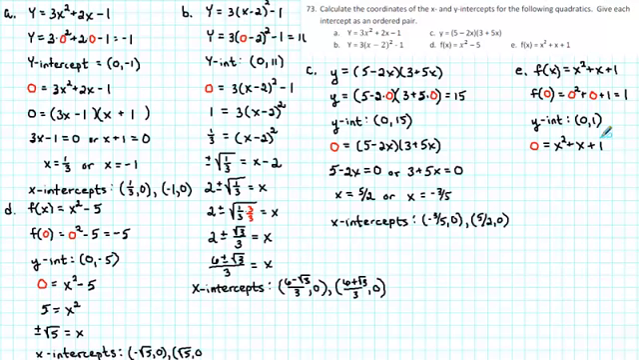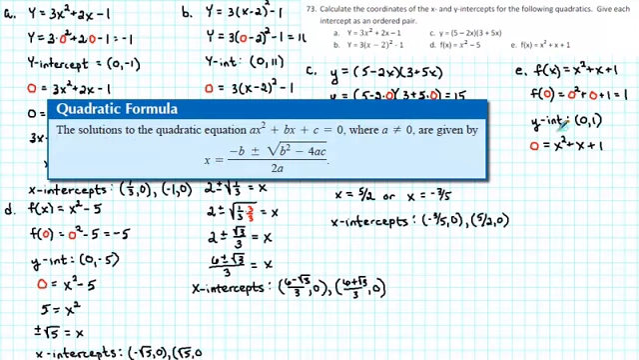To solve this equation by factoring, we would have to think of two factors of 1 that add up to the number 1. But there aren't any two integer factors of 1 that add up to 1, so we can't solve this problem by factoring. We'll need to use the quadratic formula. In this case, a is equal to 1, b is equal to 1, and c is equal to 1, so we substitute 1 for a, b, and c in the quadratic formula. We get the opposite of 1 plus or minus the square root of the square of 1 minus 4 times 1 times 1, all divided by 2 times 1.